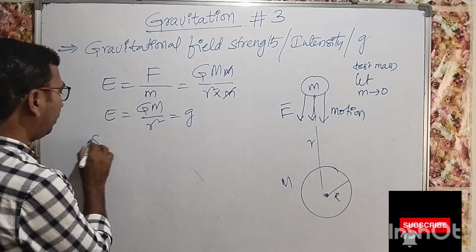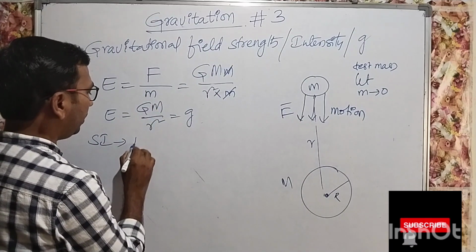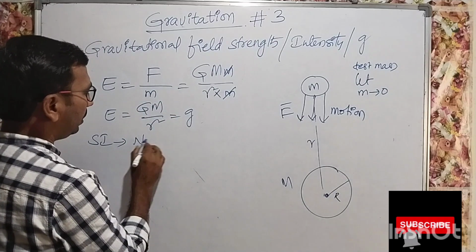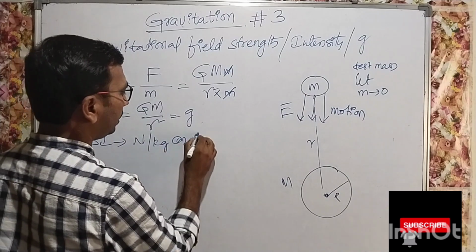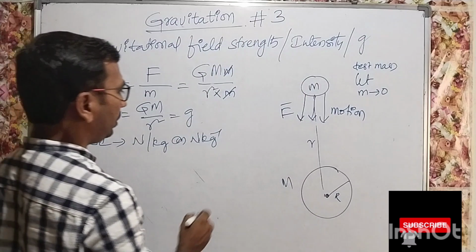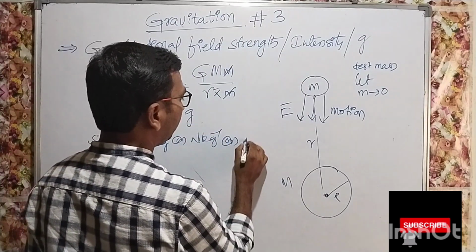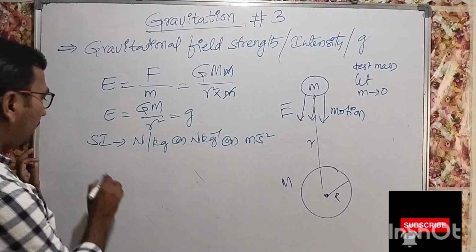What is the SI unit of gravitational field? Force you can measure in newtons, mass in kilograms. So Newton per kg, or you can write N kg^-1, or acceleration due to gravity, meter second^-2. It is a vector physical quantity.